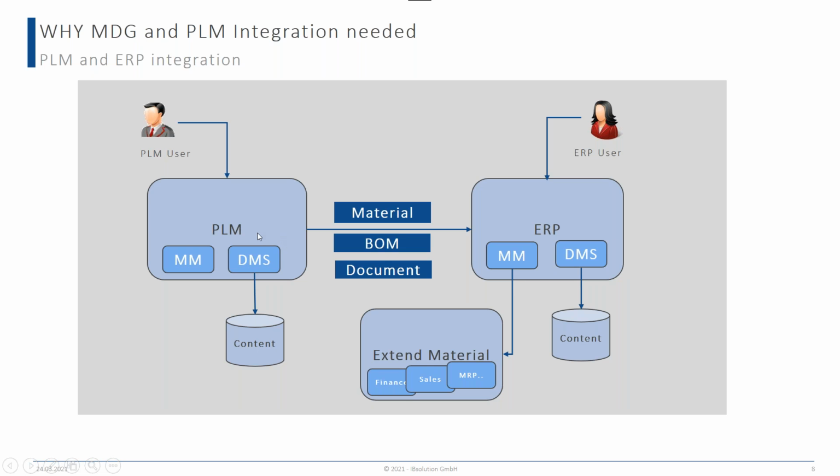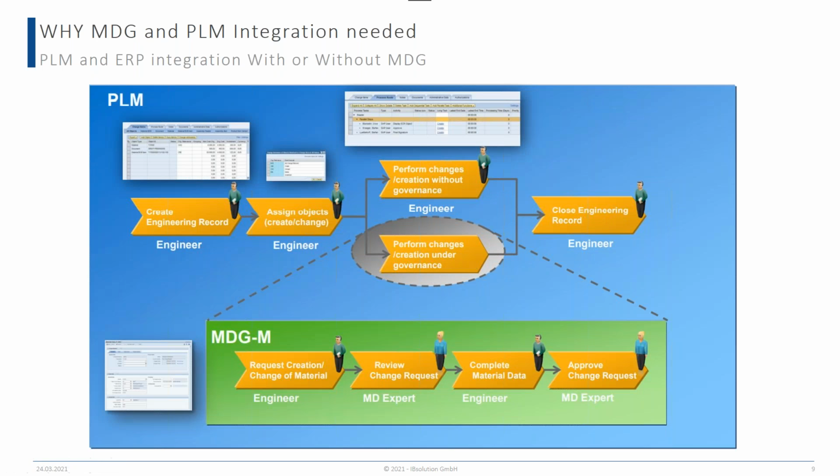PLM will not contain all the information. That's the reason we have an ERP. To do some transactional data activity on the material, we will use the ERP system. That's the reason we will extend the rest of the views in the ERP system. And this is now the traditional way. Okay. Now if we talk about the PLM with MDG, how it will link and where.